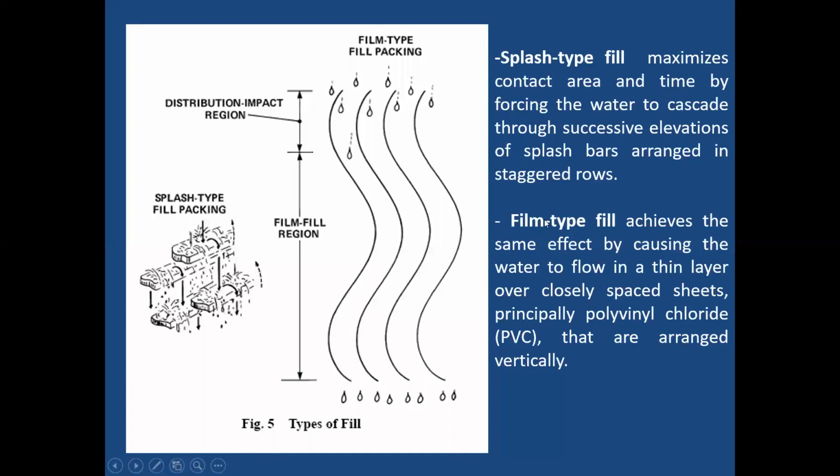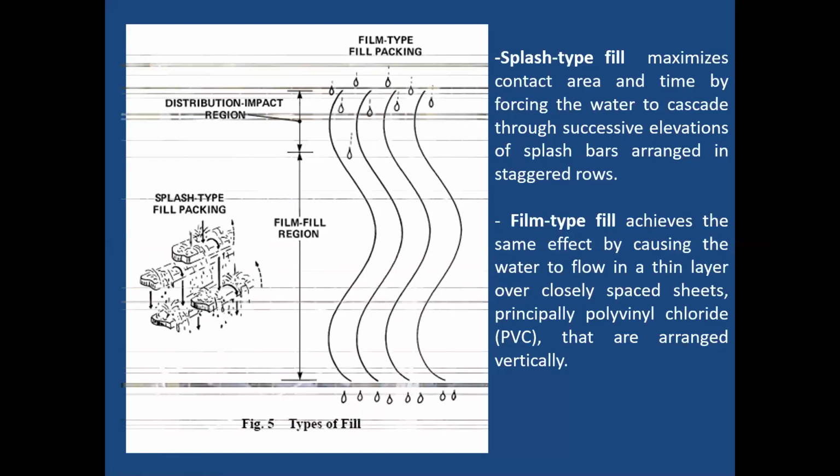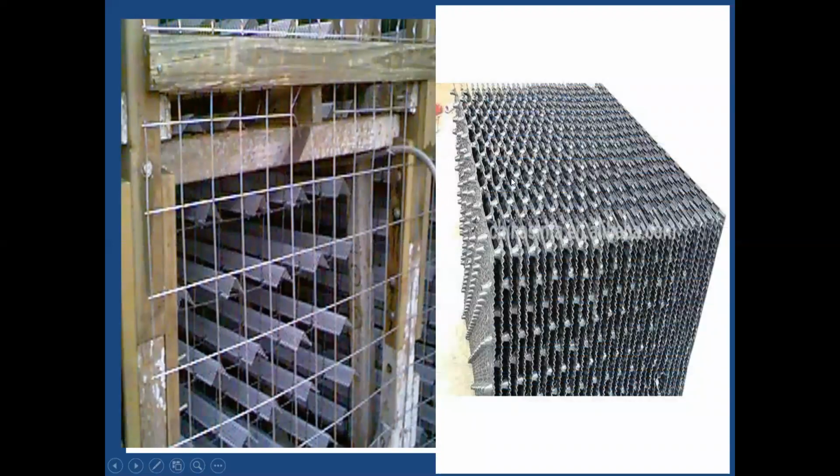The second one is the film type fill. It is called that because it creates a film. The film type fill achieves the same effect by causing the water to flow in a thin layer over closely spaced sheets. So these are the closely spaced sheets, causing the water to flow in a thin layer. And principally, PVC can be used here. Such an arrangement is provided.